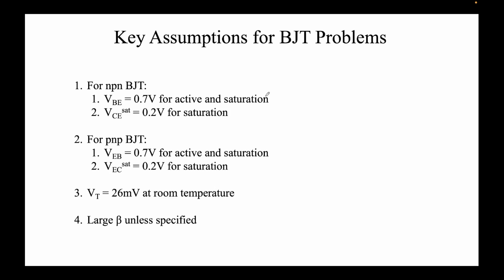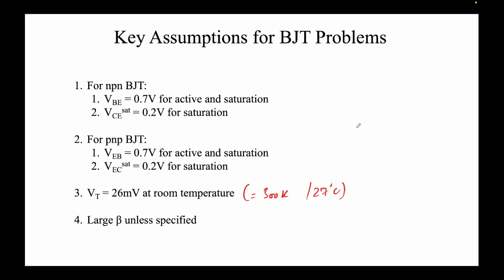Now while solving the problems, there are a few considerations which are good to have in mind. For an NPN BJT, VBE is 0.7 volts for active and saturation, and for saturation, as I told you, the limit is 0.2 volts for VCE sat. Solving problems for a PNP BJT is fairly simple. You just reverse the order of the subscripts. So if it's VBE, you write VEB. If it's VCE, you write VEC. And VT is 26 millivolts at room temperature. Room temperature is nothing but 300 kelvins, or you can say 27 degrees Celsius. And we'll assume that betas are large unless the question says otherwise.